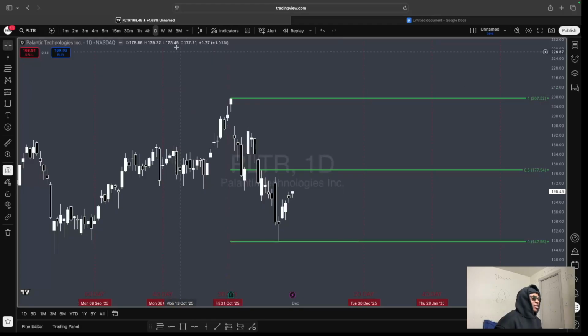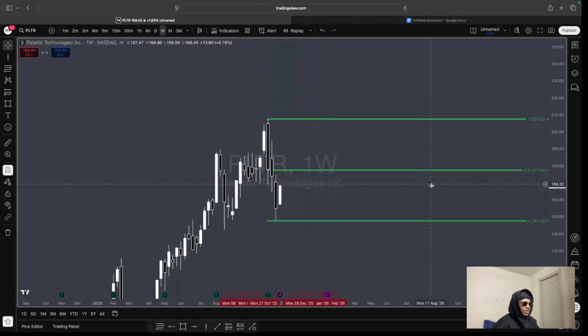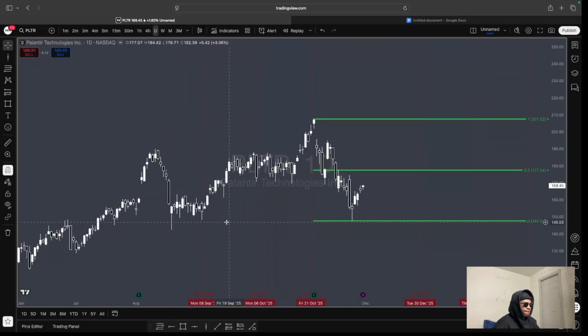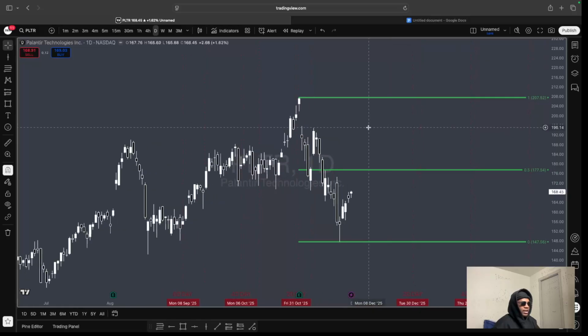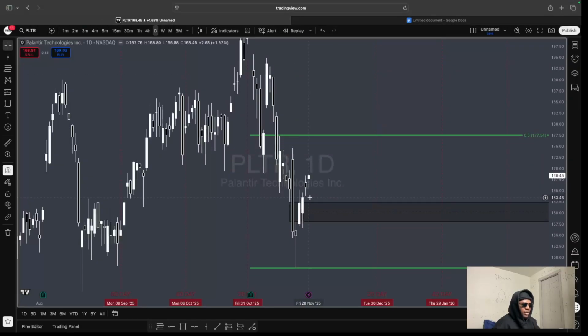So I'm finna glance at the monthly, see what the monthly is doing. Weekly, I like how the weekly is doing. We took out this swing low right here. Now the daily, we obviously took out this swing low right here. Honestly, I see Palantir going back up, but I do want to see some further movement. I like how we got this inverse fair value gap. What do I want to see next on Palantir? After we got this inverse fair value gap, good inverse.